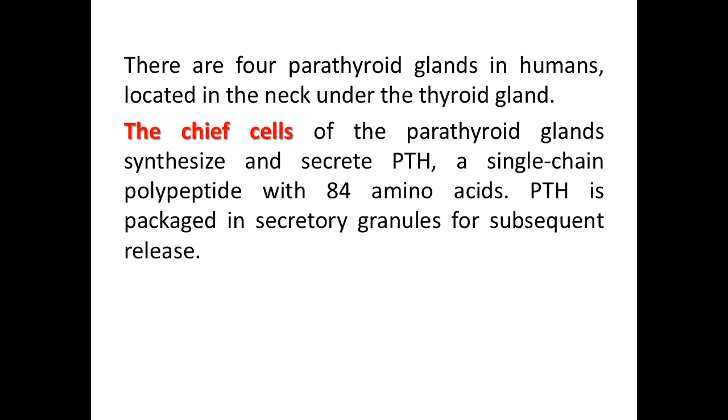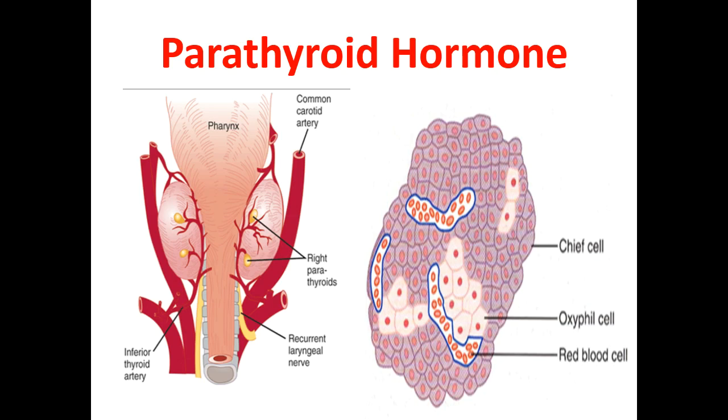There are 4 parathyroid glands in a human. They are located in the neck under the thyroid gland. The chief cells of the parathyroid gland, which are the basic units of the gland, synthesize and secrete parathyroid hormone, a single chain polypeptide with 84 amino acids. This parathyroid hormone is packed in secretory granules for subsequent release. This is the parathyroid gland. And these are the chief cells which produce the parathyroid hormone, and another type of cells whose action we will learn later in the lecture.